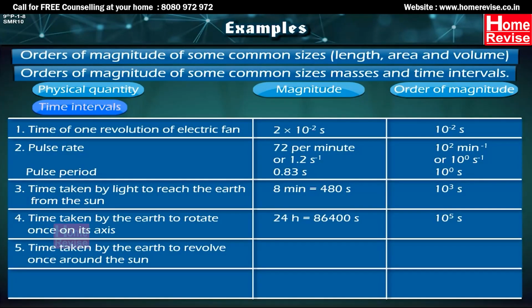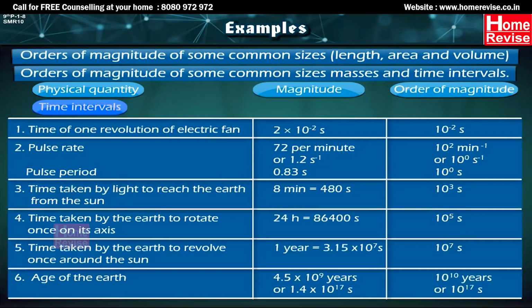5. Time taken by the earth to revolve once around the sun. Magnitude 1 year, which equals 3.15 into 10 raised to 7 seconds. Order of magnitude 10 raised to 7 second. 6. Age of the earth. Magnitude 4.5 into 10 raised to 9 years or 1.4 into 10 raised to 17 second. Order of magnitude 10 raised to 10 years or 10 raised to 17 second.